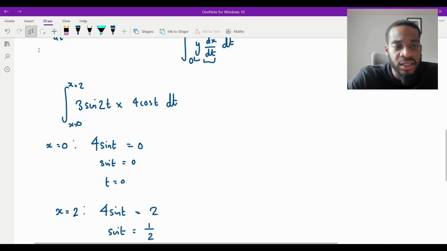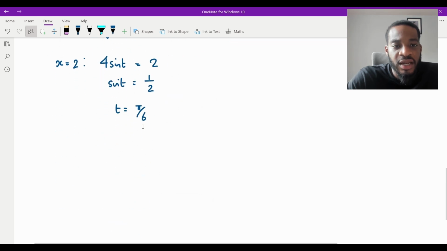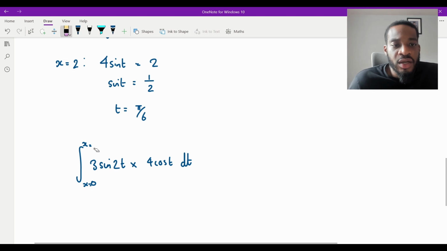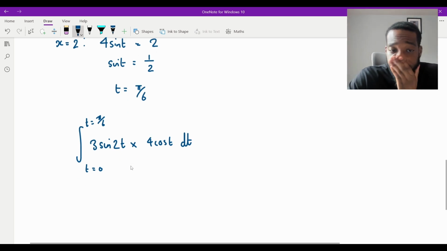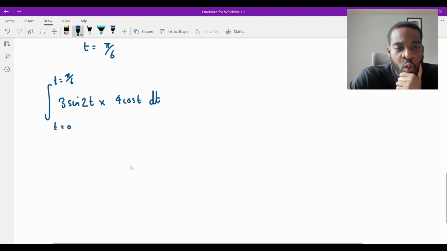So I can now replace these. So let me put this here, copy this, and then I'll put this here. And then now I'm going to change the limits. So it's going to be t equals pi over 6 at the top, because that was for x equals 2, and then t is equal to 0. So I need to solve this now. I need to integrate this now. What do I do here?